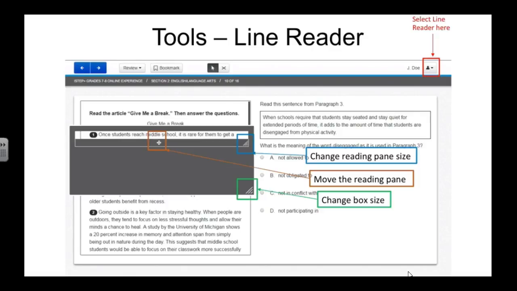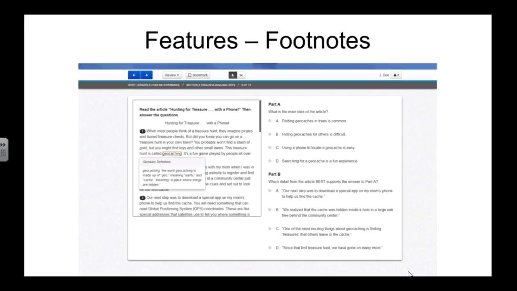Clicking and dragging the three angled lines on the lower right of the reading pane, which is highlighted in blue here, will change the size of the reading pane. Clicking and dragging the three angled lines in the lower right of the gray box, highlighted in green here, will change the size of the gray box. Students can remove the line reader tool by clicking Show Line Reader Mask a second time.